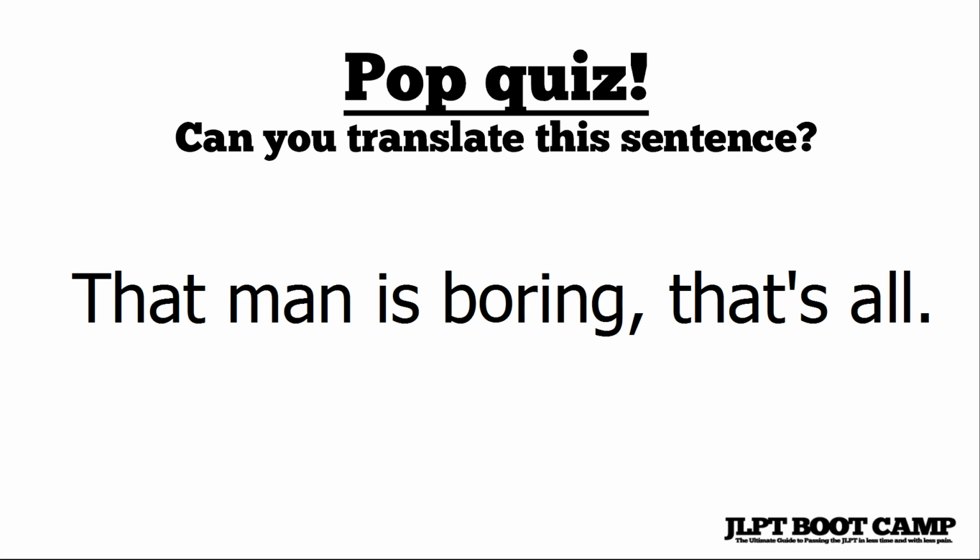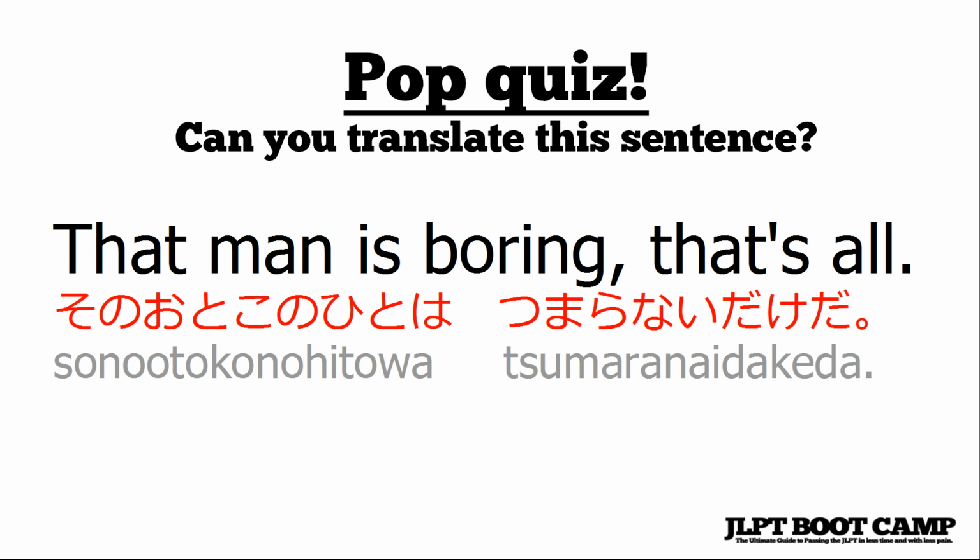All right, that in Japanese would be sono otoko no hito wa tsumaranai dake da. So the basic sentence is sono otoko no hito wa tsumaranai. You add the dake to basically add the meaning of that's all. That's all he is. He's nothing else.